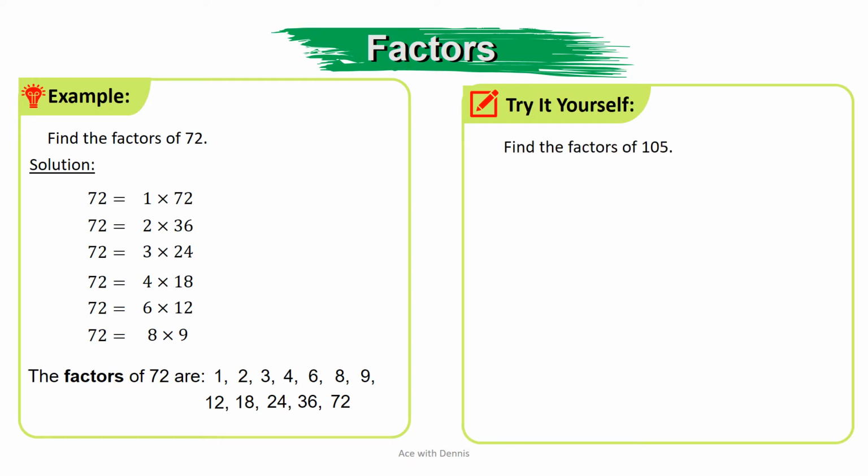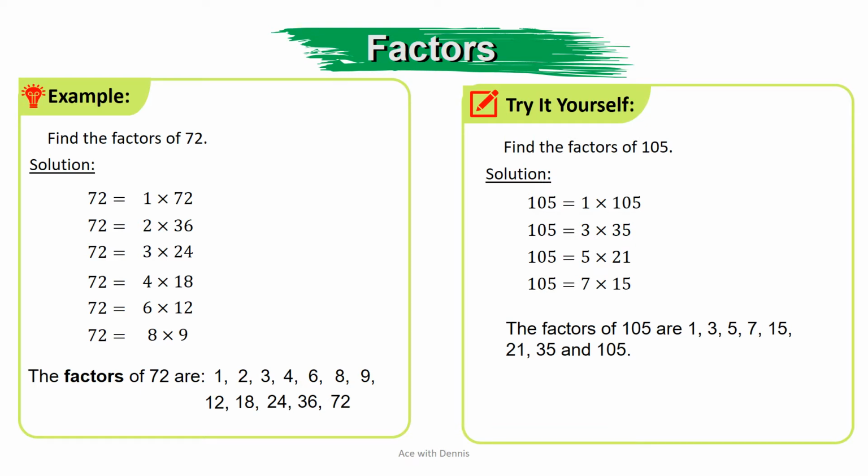You can try this example yourself. Find the factors of 105. Here is the solution. 105 equals 1 times 105. 105 equals 3 times 35. 105 equals 5 times 21. 105 equals 7 times 15. Hence, the factors of 105 are 1, 3, 5, 7, 15, 21, 35, and 105.